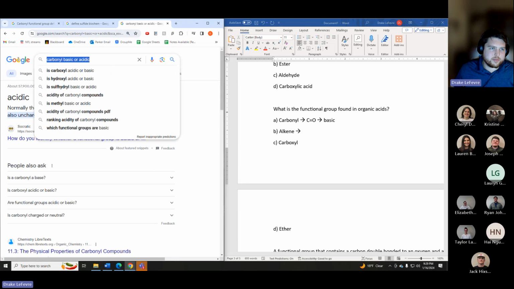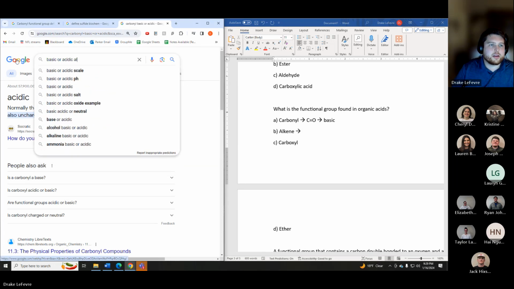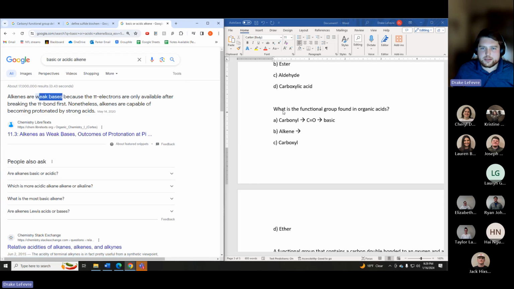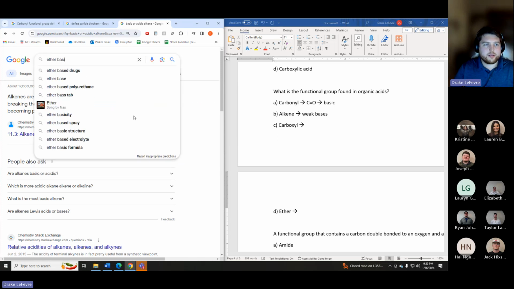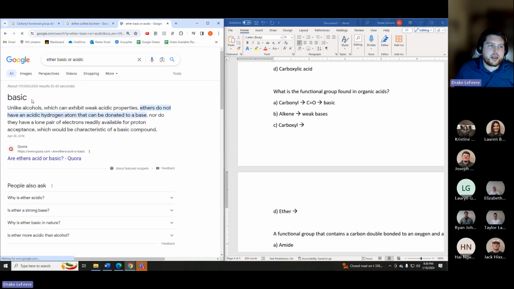So carbonyl, this is basic. The alkenes. Alkenes are weak bases. What does a weak base mean? It accepts hydrogen. Yeah. So it doesn't accept a ton of hydrogen. Ethers, basic. So alcohols are weakly acidic. Ethers do not have an acidic hydrogen atom that can be donated to a base. So these are also basic, which leaves carboxyl. What's the structure of a carboxyl? The OOH. That being acidic, it's the only one that's acidic, so it has to be our answer choice.